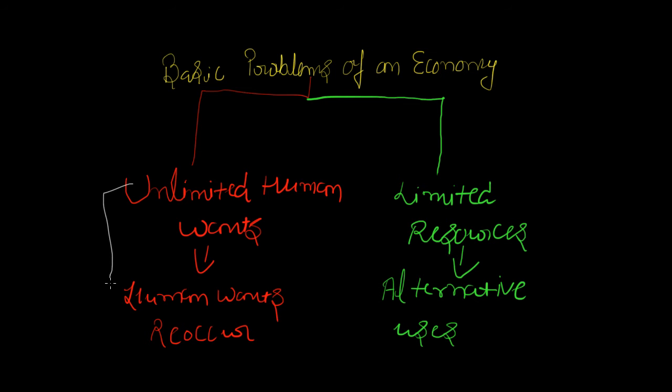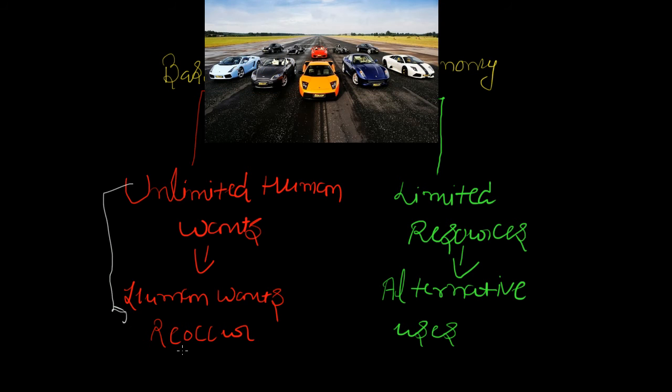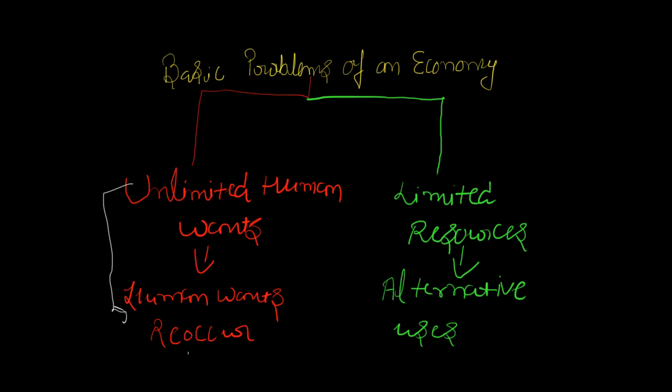However, the problem with unlimited human wants is that these human wants, even if they are satisfied, will always reoccur. They are going to repeat. So today, if you want to buy a BMW, tomorrow you might very well want to have a Rolls Royce or a Lamborghini. So even if you fulfill one particular want of yours, the human want is bound to reoccur. Whereas for resources, there are always alternatives available.